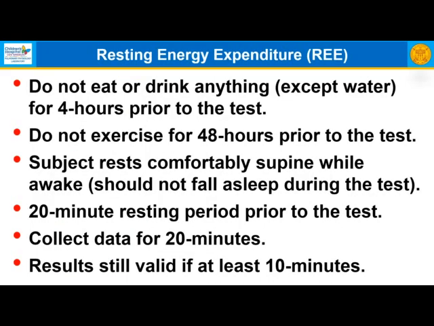This test is rarely performed anymore. It was originally developed as a measure of thyroid function before they could easily measure blood thyroid levels. We do a modification of this called a resting energy expenditure, or REE. The criteria here are that we ask people not to eat or drink anything except water for 4 hours prior to the test, not a full 24-hour fast, and not to exercise for 48 hours prior to the test. Then they rest comfortably supine while awake, ideally not falling asleep during the test. We take a 20-minute period prior to the test and then collect data for 20 minutes. Results are still valid if you have at least 10 minutes.